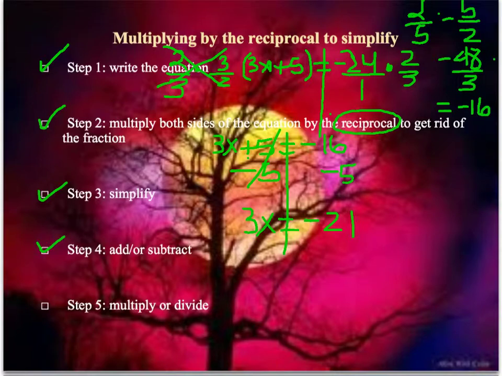So now I'm at the multiply or divide. I've got 3 times x. So undoing multiplication is division. So I have x equals negative 21 divided by 3, which is negative 7. All right.